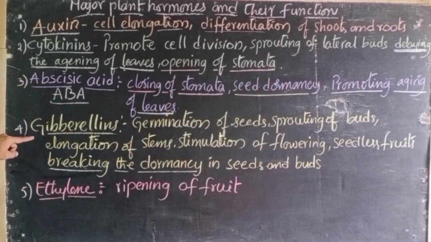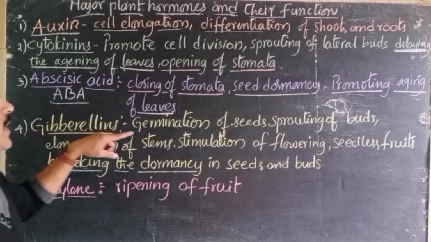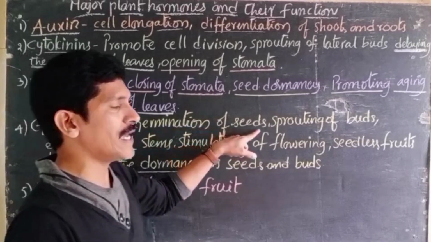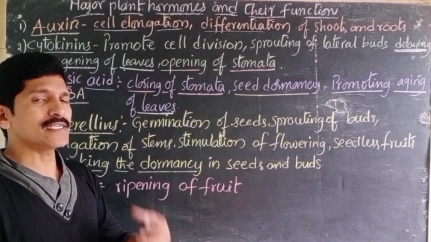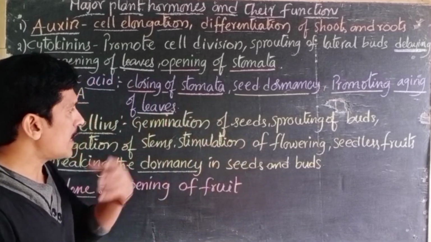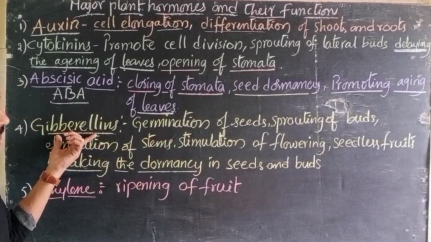Later, the fourth phytohormone is gibberellins. Gibberellins help in the germination of seeds. After sowing, the seeds have to be germinated. That germination is stimulated by the phytohormone gibberellins.